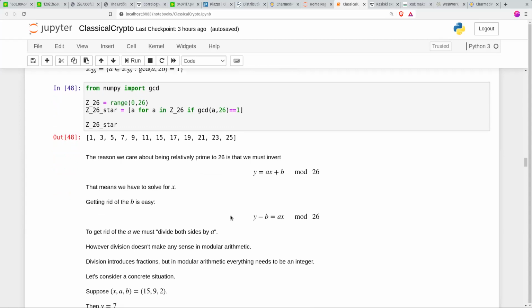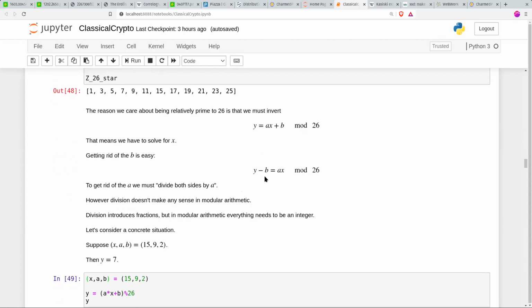So let's go through here and do an example. Suppose we want to invert the affine cipher. Here's the initial equation. Then you start solving it, and you get y minus b. What you're trying to do here is isolate x. So now you want to multiply both sides by the inverse of a.